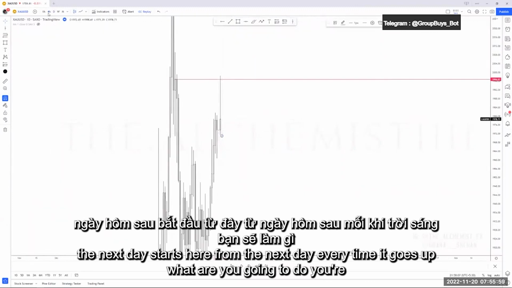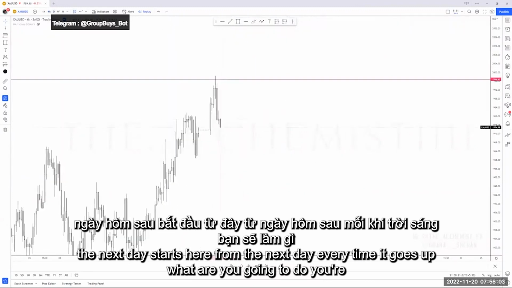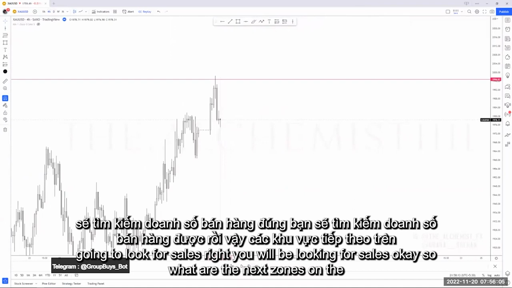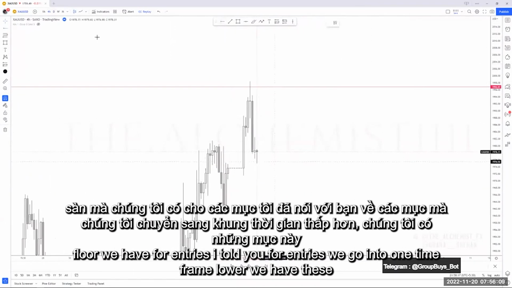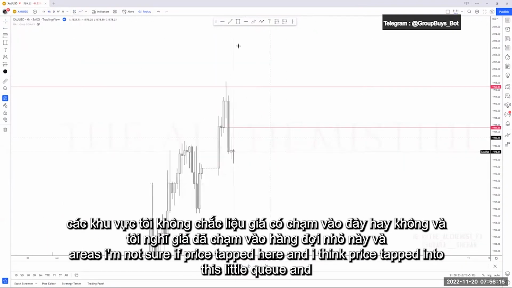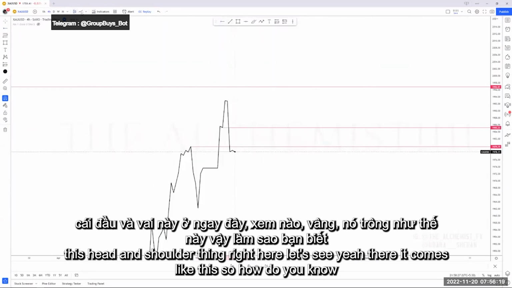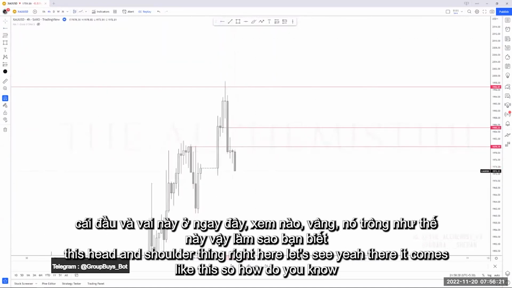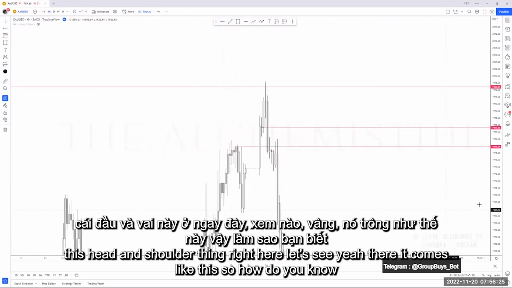The next day starts here. From the next day, every time it goes up, what are you going to do? You're going to look for sells, right? You will be looking for sells. So what are the next zones on the 4 hour we have for entries? I told you for entries, we go into one time frame lower. We have these areas. I'm not sure if price tapped here. And I think price tapped into this little QM, this head and shoulder thing. See that? Right here. Let's see. Yeah, there it comes. Like this.